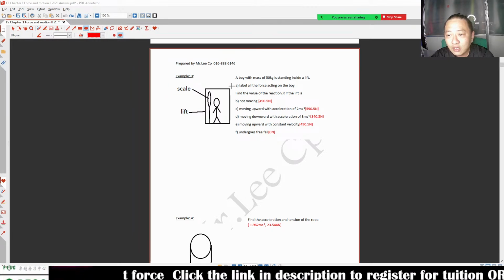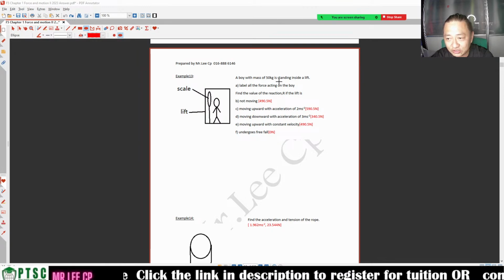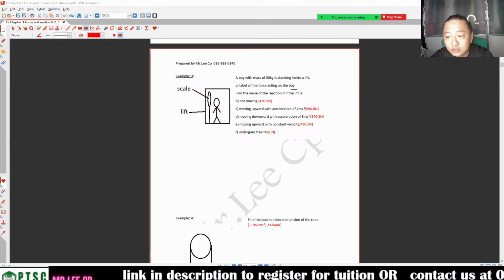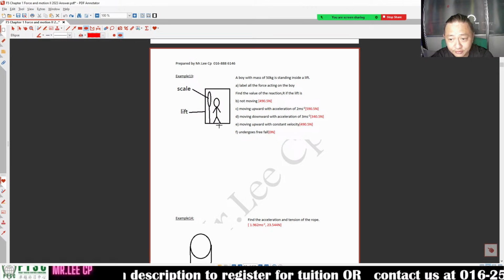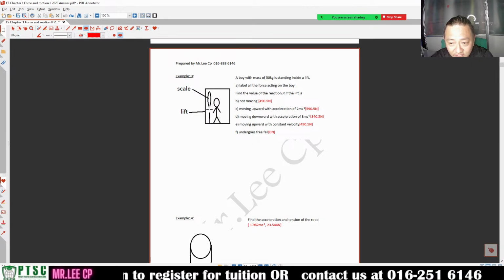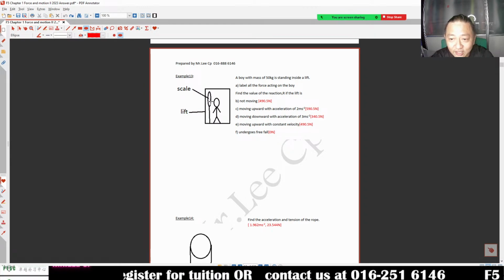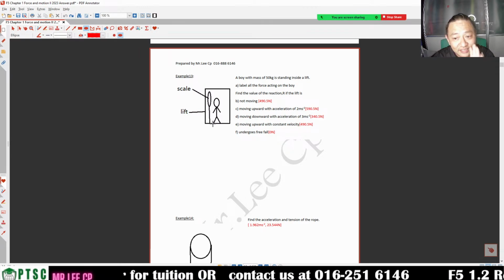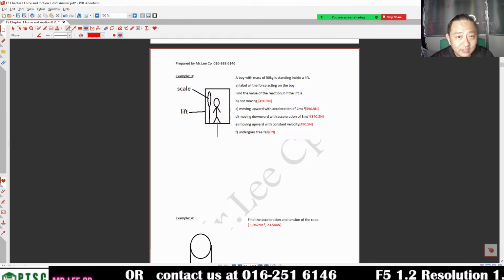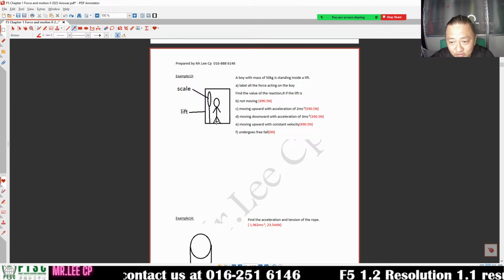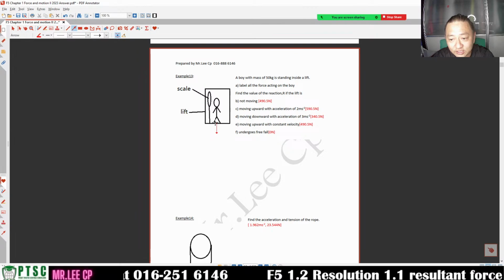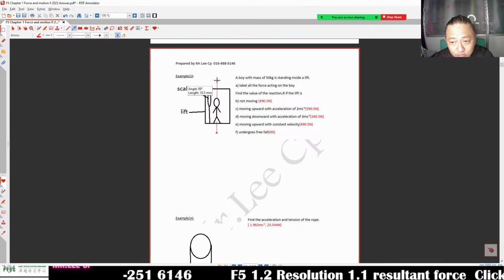Example number 13. A boy with mass 50 kg is standing inside a lift. Label all the forces acting on the boy. First one, this one is standing in the lift, so that is a scale. Scale is reaction. I told you just now, scale is reaction. So this is a lift. We are going to label all the forces in. This one is called weight. Weight is going downward, and then this one is called reaction.